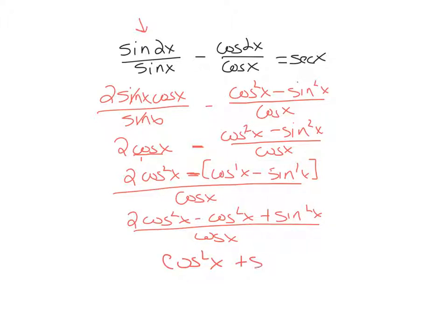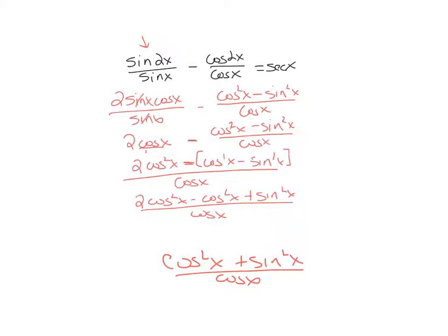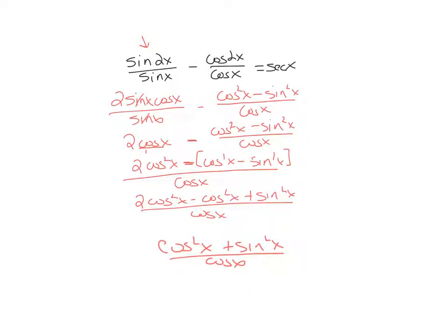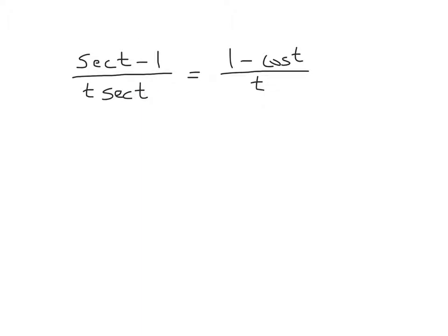And I still have that plus sine squared over the cosine x. Every time you see cosine squared plus sine squared, you should think, oh, that's 1. So 1 over cosine x, which is secant x, which is exactly what I was hoping to get. That looks a lot more difficult than it really was. It's just plugging stuff in, using identities you already have, changing things to sine and cosines, doing subtraction, and then watching it work out. All right, yet another one.